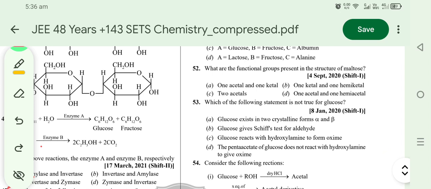Which of the following statements is not true for glucose? Glucose exists in two crystalline forms, both alpha and beta. In cyclic form, they exist as alpha and beta, both are anomers. Glucose gives Schiff's test for aldehyde. The cyclic structure cannot give Schiff's test. It is a wrong statement. Option B.